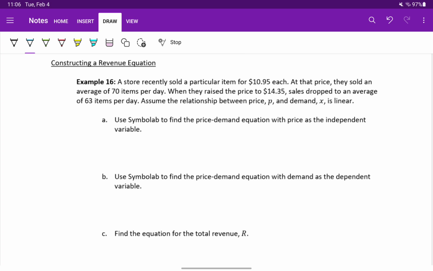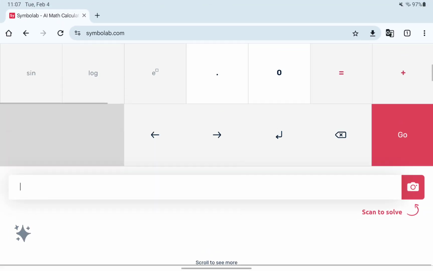Assuming that relationship between price and demand is linear, then in parts A and B we want to construct two linear equations. Both are price-demand equations, but in the first case we're going to do this with price as the independent variable, meaning we're going to set up two coordinate pairs where our price point will be the x-coordinate and demand will be the y-coordinate. And then we'll use Symbolab to construct a line through those 2 points.